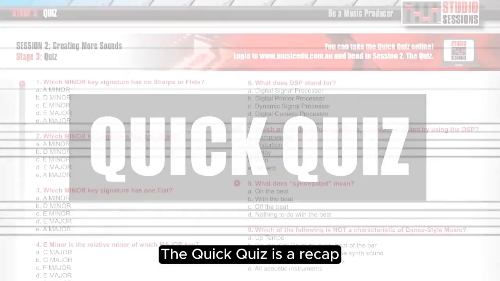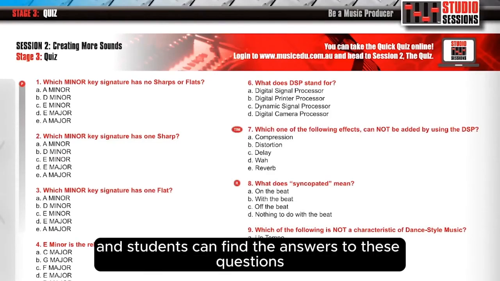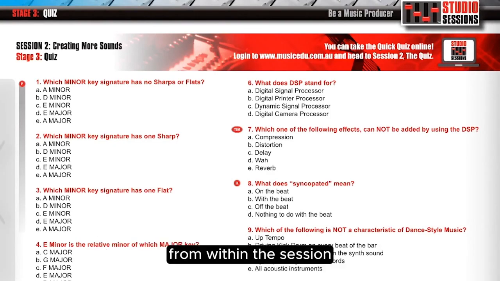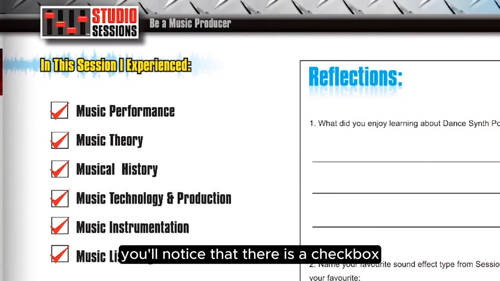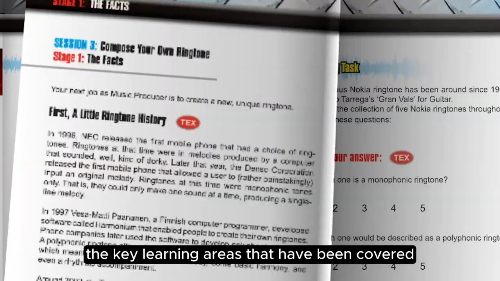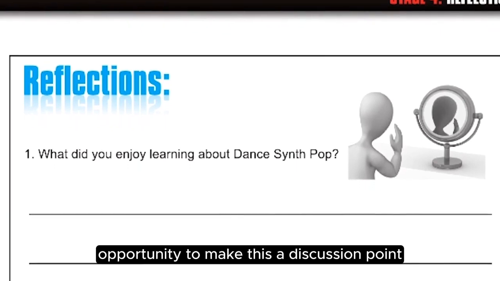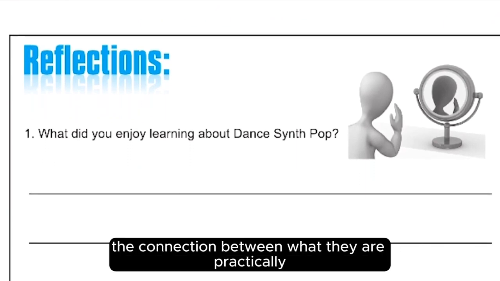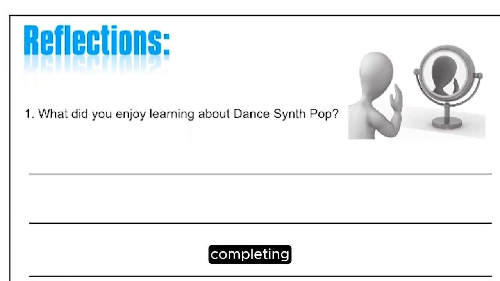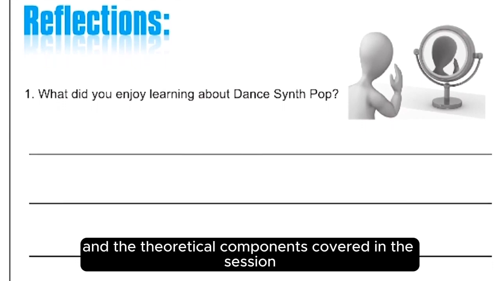The quick quiz is a recap of the session, and students can find the answers to these questions from within the session. You'll notice that there is a checkbox of each of the key learning areas that have been covered. Teachers have the opportunity to make this a discussion point to ensure students are making the connection between what they are practically completing and the theoretical components covered in the session.